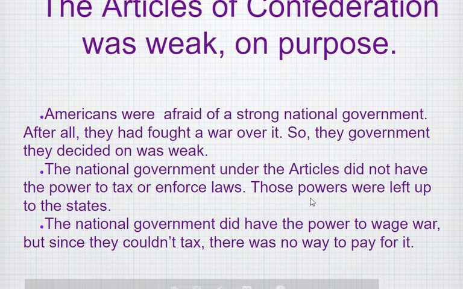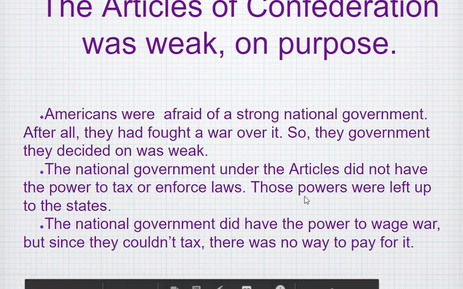Okay. The national government under the Articles did not have the power to tax or enforce laws. So when there's no tax, what happens? If we're not paying taxes to the government, how does the government run? Poorly, because they're not getting any money coming in. So if the government has no money, they can't even pay the employees working at the government. So that was a huge problem.